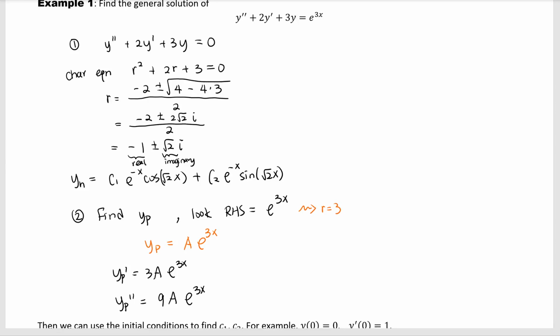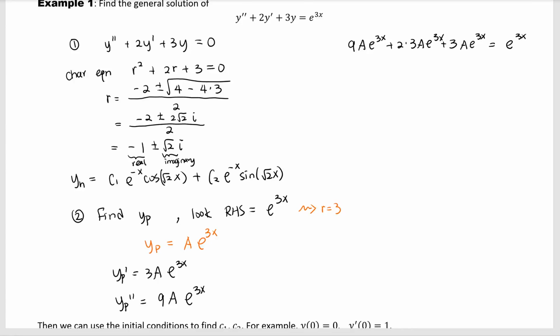Alright, so let's plug it in. Here y double prime is 9a e to the 3x, plus 2y prime, which is 2 times 3a e to the 3x, plus 3y, and y is a e to the 3x, equals e to the 3x.